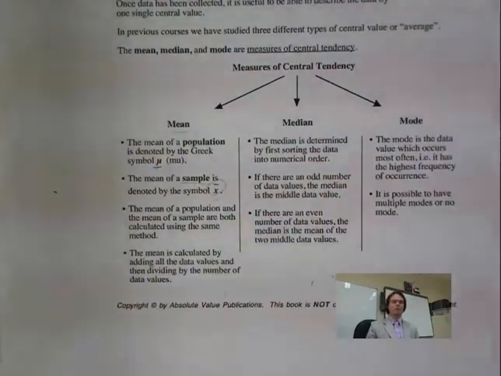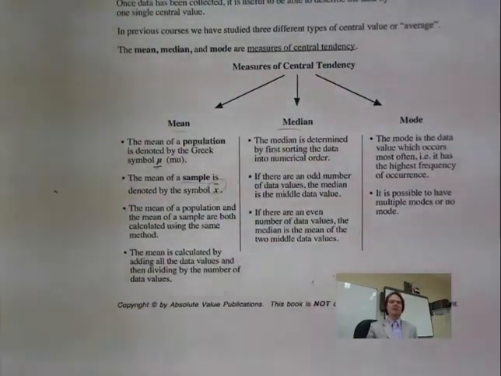Our next one is median. Median is your middle number, your most middle. The median is determined by sorting all the data from largest to smallest, or from smallest to largest, so in numerical order. And then you find the middle number of that numerical order.